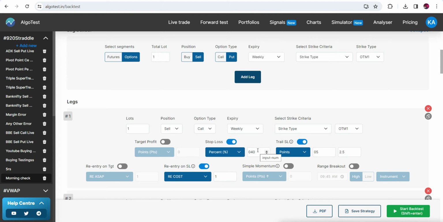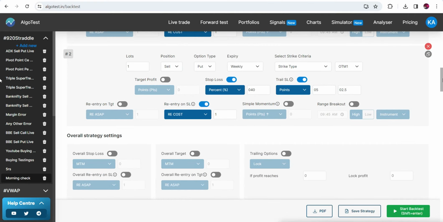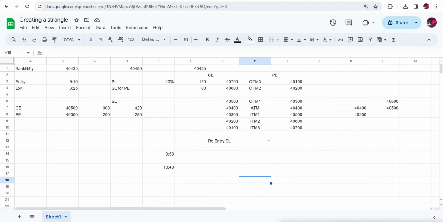Now what recost re-entry does is, if the price comes again to our initial entry price, that is 300, it will again sell that call or that put. Let me explain with a simple example here. Re-entry on SL, it is recost. So we will enter recost here.